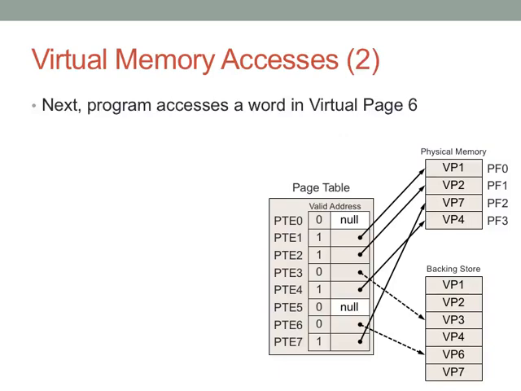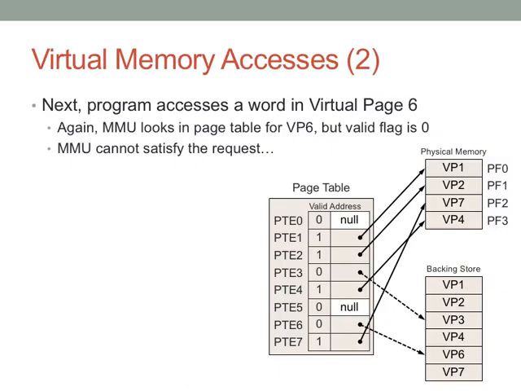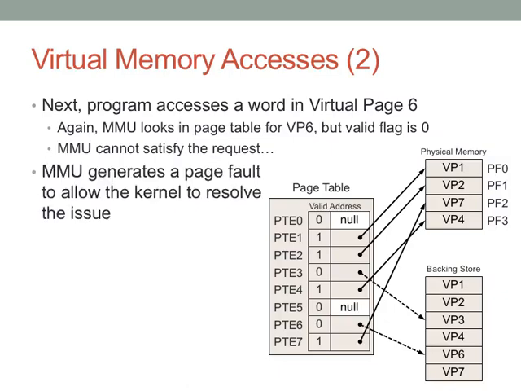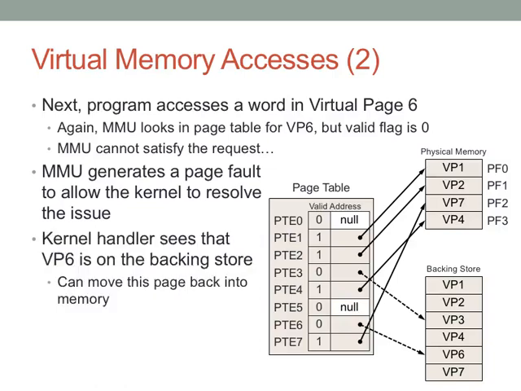Okay. Next, we get an access in virtual page 6. And again, we look in the page table, see PTE6. Valid bit is 0. So the MMU knows it can't deal with this. And again, its level of analysis doesn't go any further. It just says fault, and so it tells the kernel, this is your problem. And now it's up to the kernel to determine, well, what kind of fault is this?